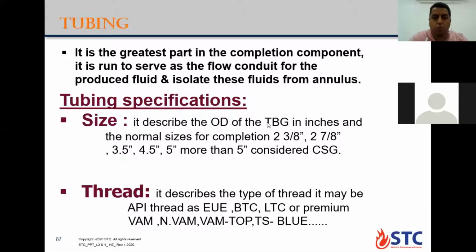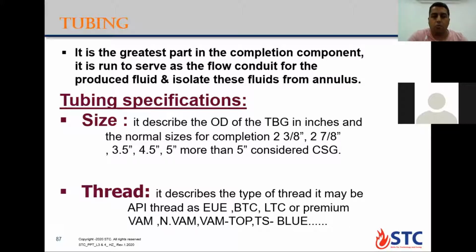It will be talking about the tubing. Tubing is the hardware to convey or transport the production from the bottom of the formation or the well up to the surface. The tubing is the greatest part in the completion component. It isolates the annulus from the tubing, so we produce from inside the pipe.